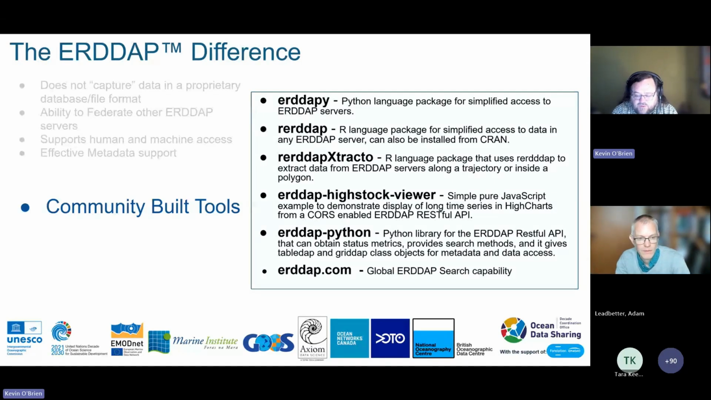There's also a bunch of community built tools that have been built around it. ERDDAPY is a Python library that Filipe Fernandes put together, which is super useful to help you build those ERDDAP API URL calls. There's a couple of R packages that are useful there. There's some viewers, and there's an ERDDAP Python library for the RESTful API, but there's also ERDDAP.com, which is this global search capability where you can go and search across all the ERDDAPs that are federated under that site, and you can actually add your ERDDAP to that list if you are interested in doing so. So these are a lot of the things that the community is building to make ERDDAP a more effective tool. And this is one of the strengths of this open source environment.